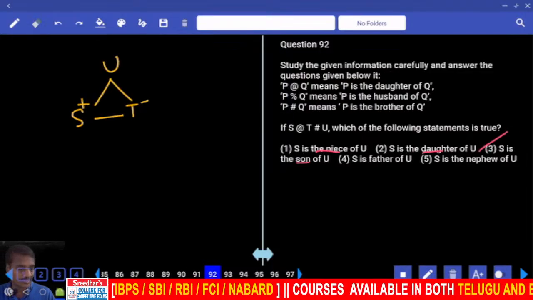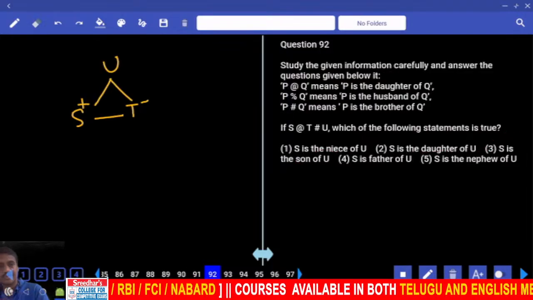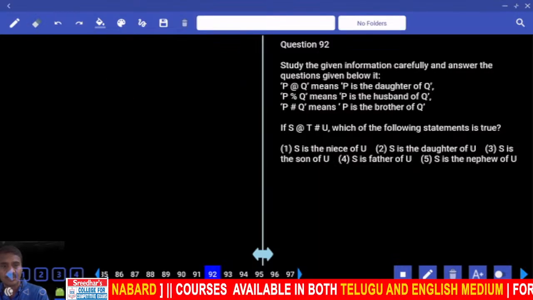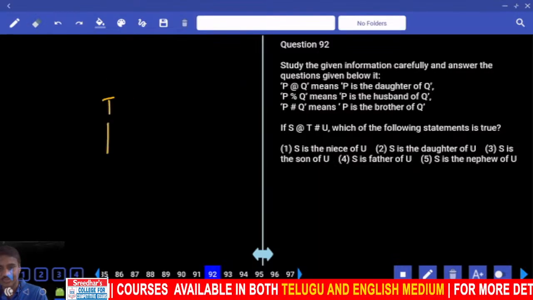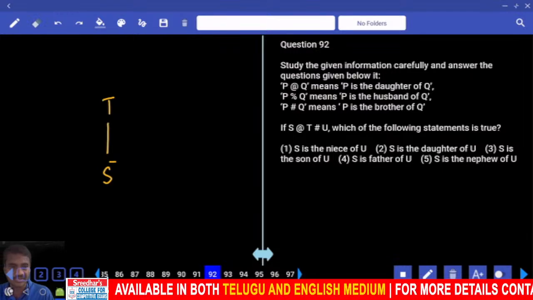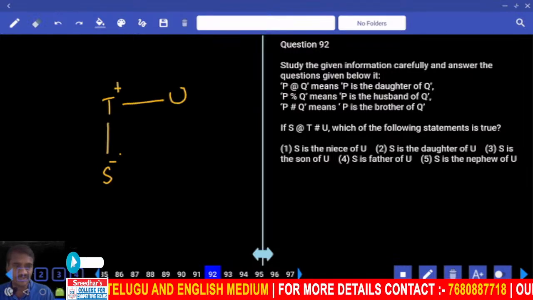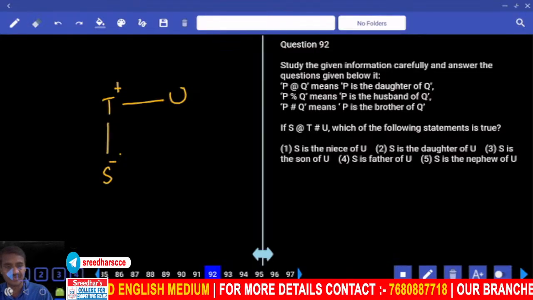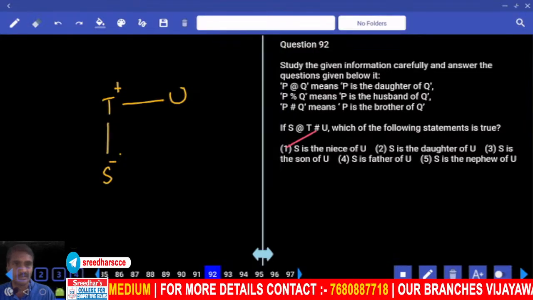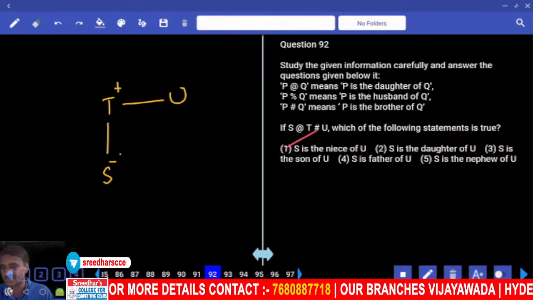Then 92, and S at the rate of T. At the rate of stands for, now S is the daughter of T. T hash, now T is the brother of whom? Brother of U. Then which is true? S is the niece of U, definitely true, choice. U's brother's daughter is the niece.